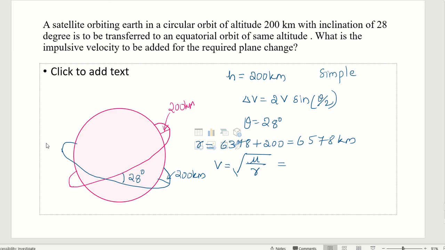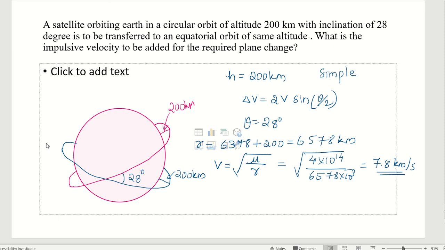So v is equal to root of mu by r, where mu is 4 into 10 raised to 14. It is not given, so we have to take this constant as the approximate value 4 into 10 raised to 14, and this radius magnitude is 6578 into 10 raised to 3. Doing this, you will be getting the velocity as 7.8 kilometers per second. So do the calculation, and you will get 7.8 kilometer per second as the velocity.